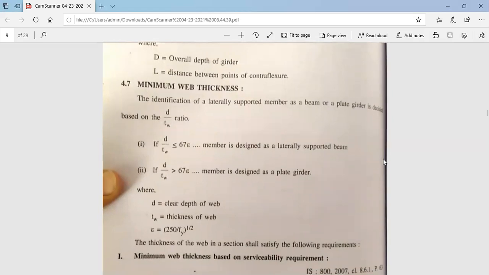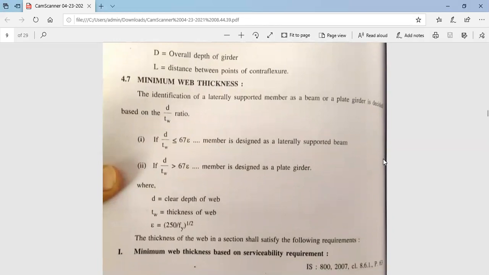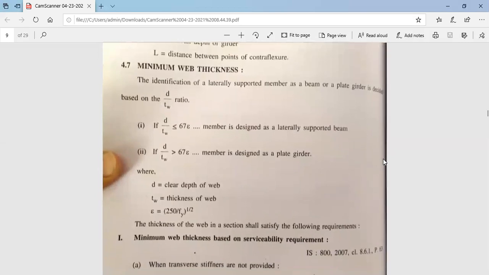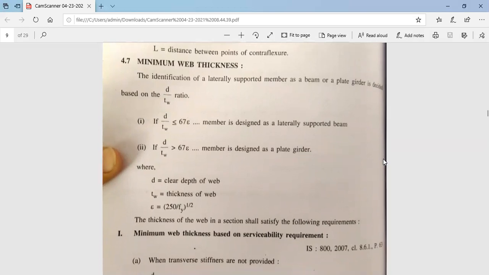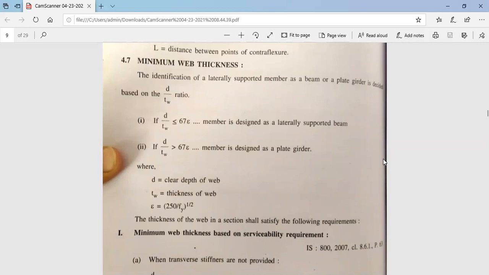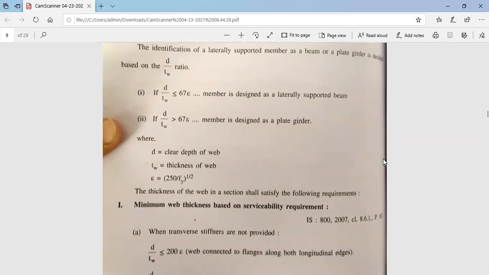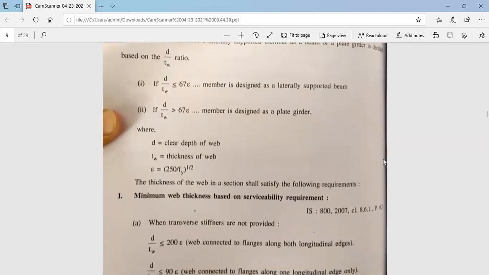Our next criterion is minimum web thickness. The identification of a laterally supported member as a beam or a plate girder is decided based on the ratio of D by TW. If D by TW is less than or equal to 67E, the member is designed as a laterally supported beam, and if it is greater than 67E, the member is designed as a plate girder. Here D is equal to clear depth of web, TW is equal to thickness of web, and E is equal to (250 by Fy) raised to 1/2.